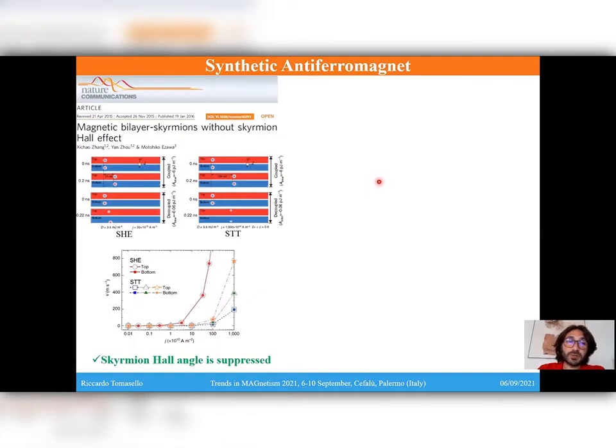After that, also the Skyrmion motion was analyzed in SAF, and in particular, we observed that in this system the Skyrmion Hall angle is suppressed if the interlayer exchange coupling is sufficiently large, but also that we can achieve very high velocity approaching the kilometer per second.